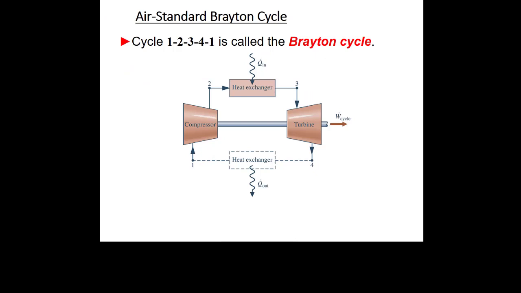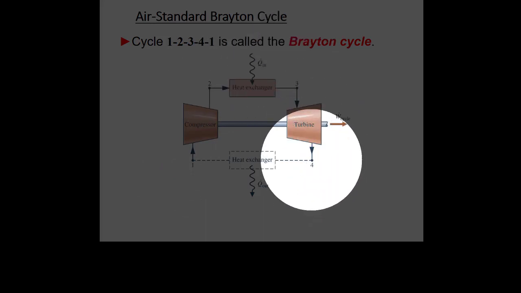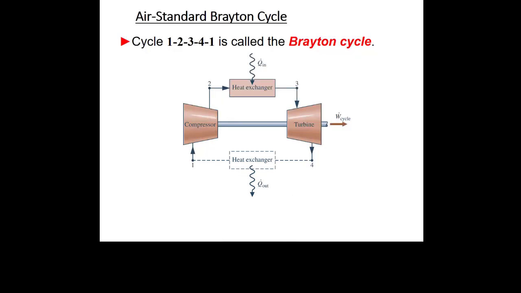So this is our Brayton cycle. And our cycle runs from state 1 going into the compressor to state 4 going out the turbine. Now, in many real applications, this heat exchanger here doesn't really exist. Or at least it's not like a manufactured component, right? Because it's kind of like the Earth is our extra heat exchanger here.